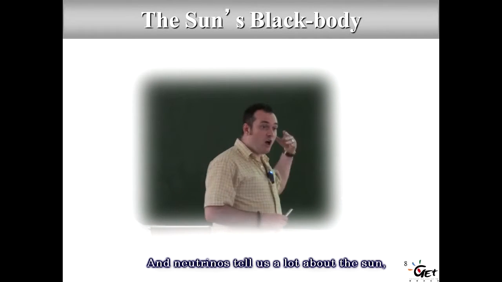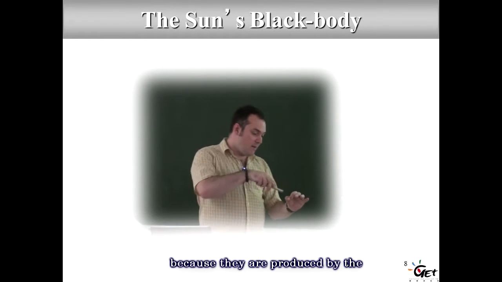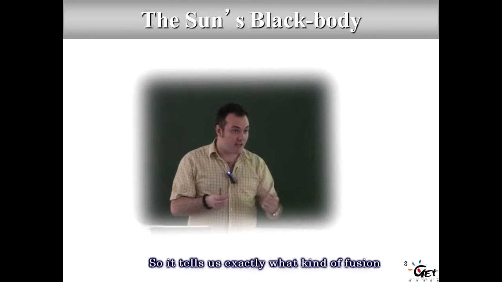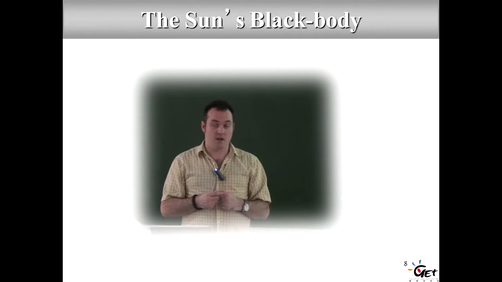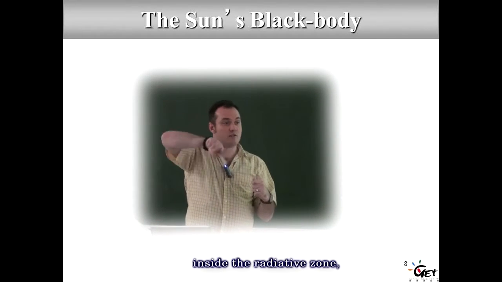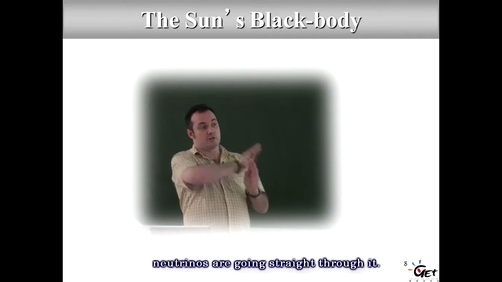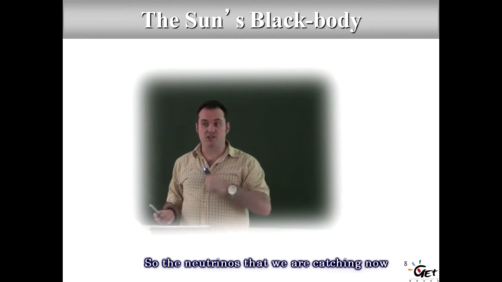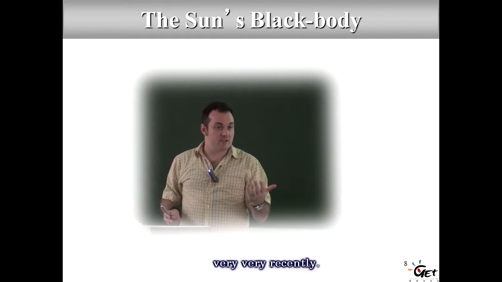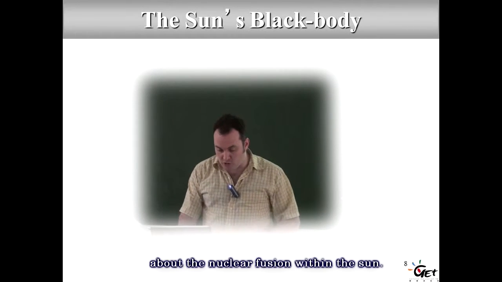And neutrinos tell us a lot about the Sun, actually the very internal core of the Sun, because they are produced by the nuclear fusion inside the core of the Sun. So they tell us exactly what kind of fusion is happening inside the Sun. And unlike the photons that are bounced inside the radiative zone by the particles of gas, neutrinos go straight through it. So the neutrinos that we're catching now were emitted by the Sun's nuclear fusion very, very recently. So they give us a lot of information about the nuclear fusion within the Sun.